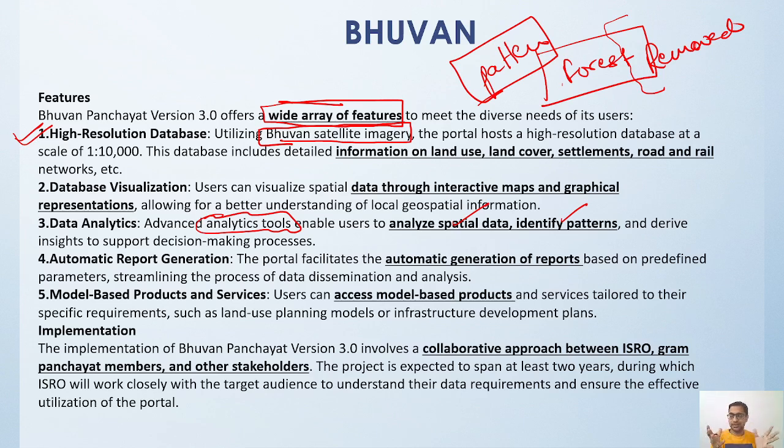Then this portal will be able to generate automatic reports also. There are certain parameters that you have to feed in, like from which date to which date, under what data, whether you want maps or graphical representation. Once you have put in all the data and press a button, the report will be automatically generated for you. It will also help you by providing model based product services. And this whole process will be implemented in collaboration with ISRO, Gram Panchayat and other stakeholders who are part of this whole process.